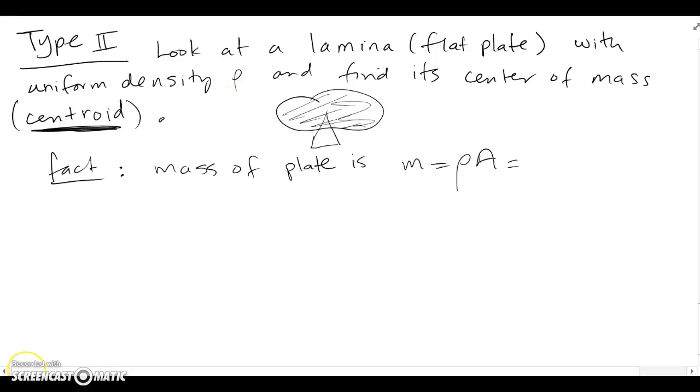One fact you want to keep in mind is that the mass of this plate is simply the uniform density times the area. So since it's a flat plate, instead of normally saying density times volume to get the mass of a three-dimensional object, this is just going to be density times the area of that lamina.